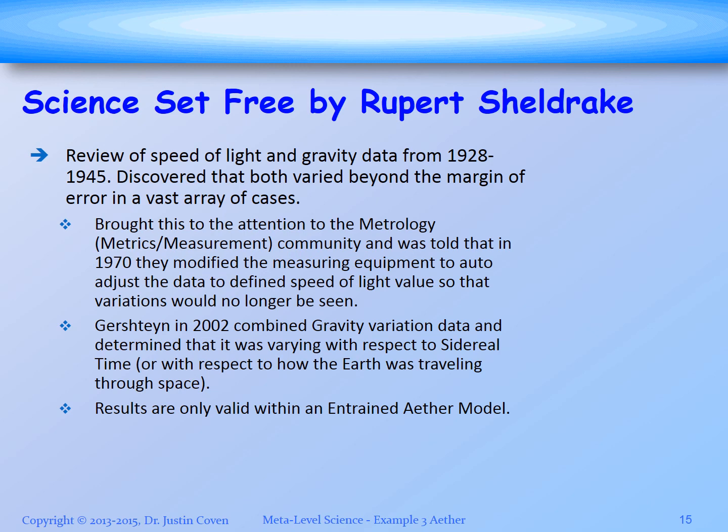Garestian in 2002 combined gravity variation data and determined that it was varying with respect to sidereal time, or with respect to how the Earth was traveling through space. These results are only valid within an entrained Ether model.